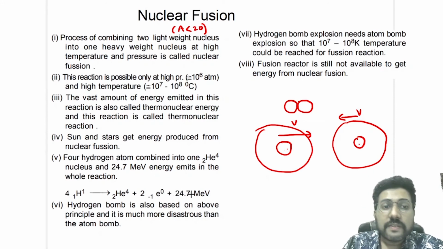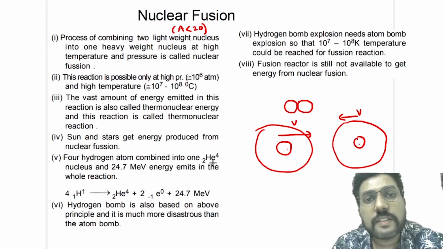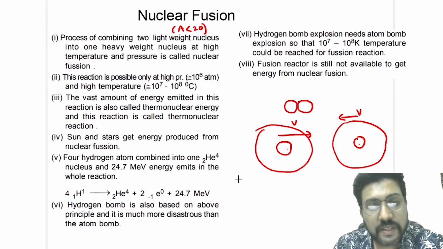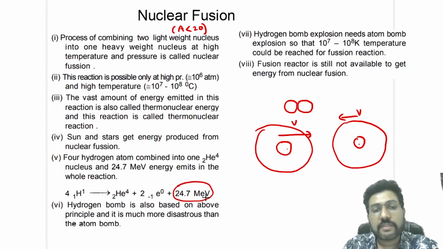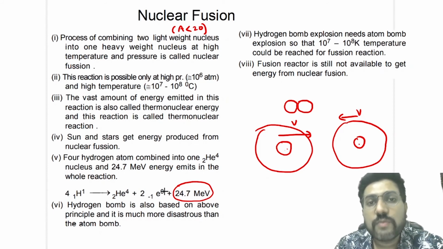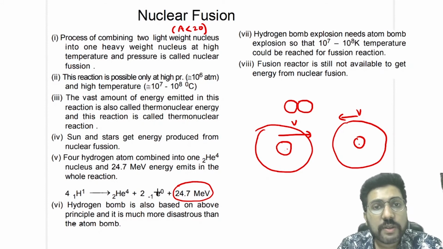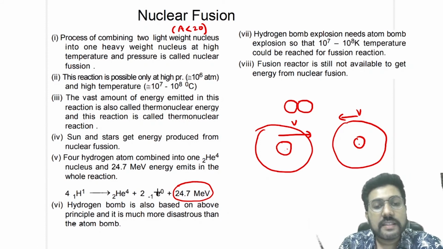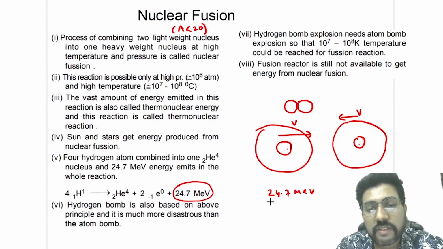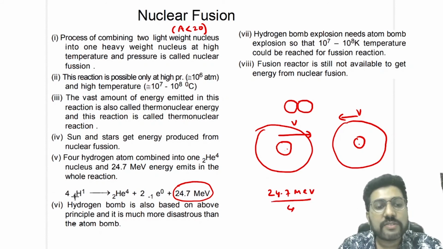Now, the energy released in nuclear fusion is more than the energy released in nuclear fission. But you will say that in nuclear fission, one fission gives you 200 mega electron volt energy, but here from one fusion you are getting only 24.7 mega electron volt energy. Then how is fusion giving you more energy? Fusion is giving us more energy because we compare using the energy released per unit mass. The energy released per unit mass is how much here? See, 24.7 mega electron volt divided by 4, right? Here the mass of a hydrogen atom is 1 AMU, so it will become 4 AMU.